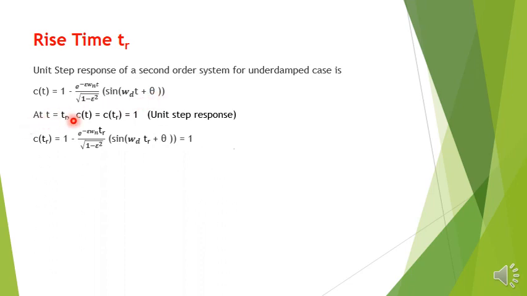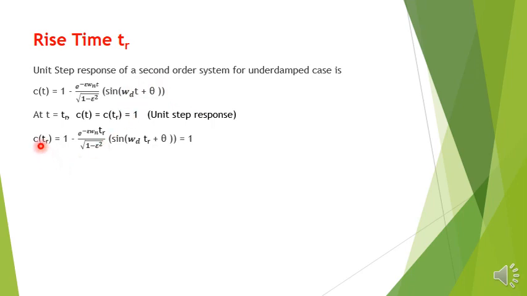Now at t equal to tr, what happens? C of t is equal to C of tr, equal to 1. That is the final value. This is 1 because it is the unit step response. Unit step response means the input is the unit step, that is, u of t is equal to 1 for t greater than or equal to 0. So based on that, this is 1.